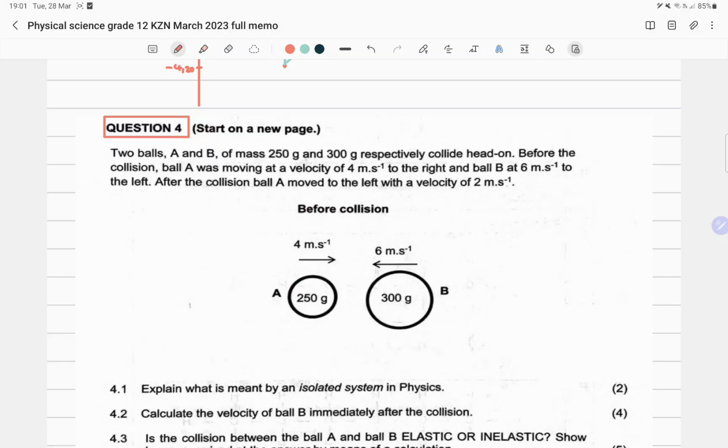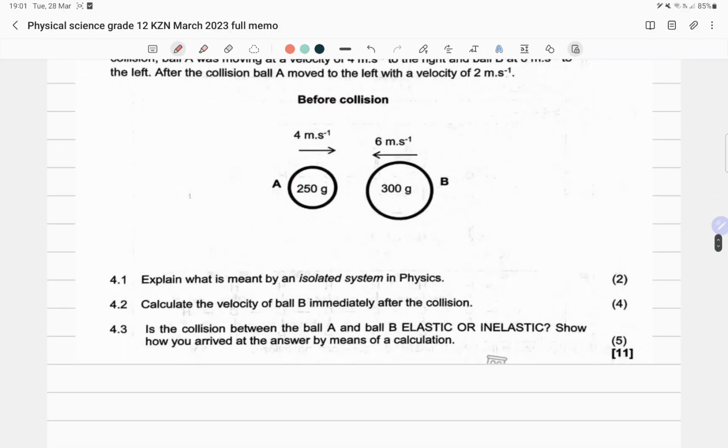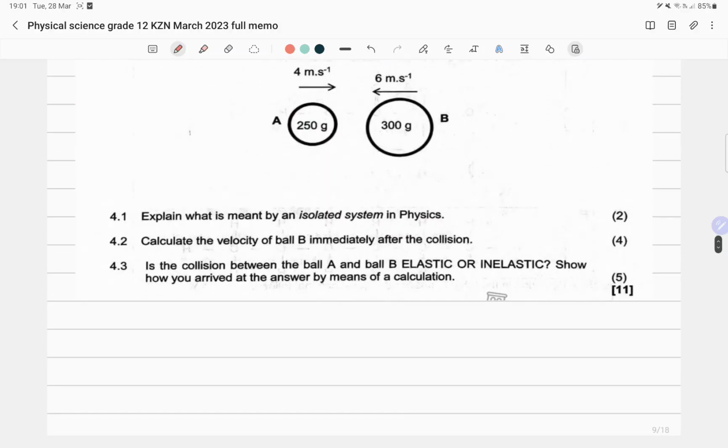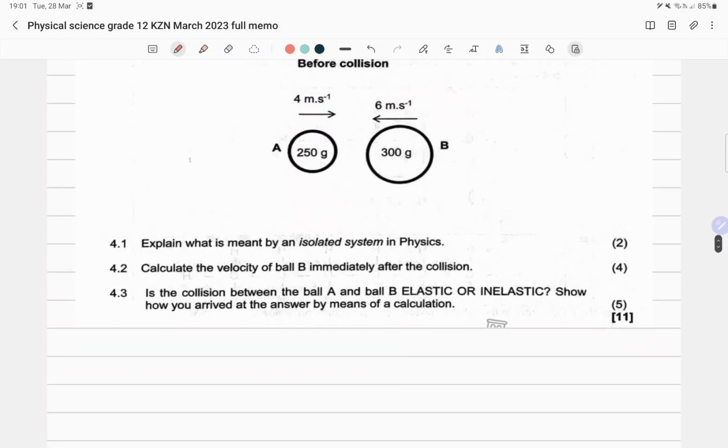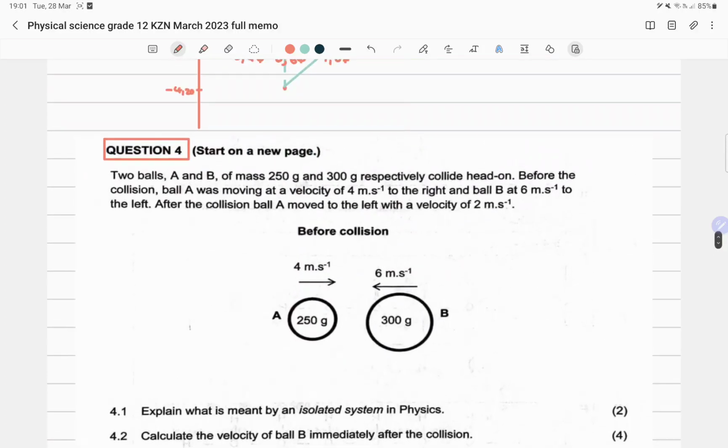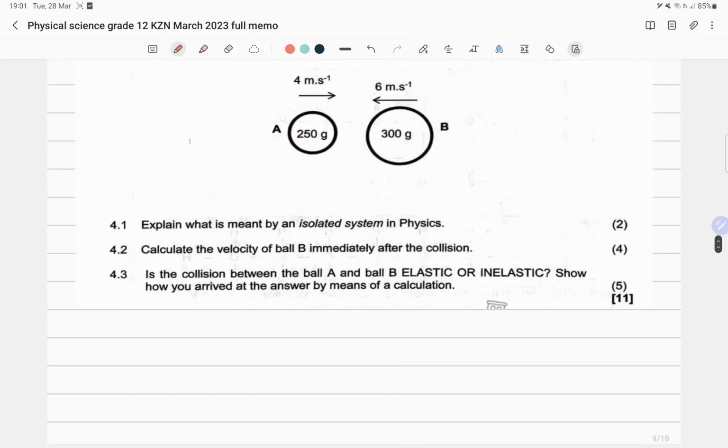I really don't like it. It's too simple. It should be put in grade 10 somewhere and just forgotten in matric. We just apply the impulse situation and stuff. But I feel like this is really boring. Anyway, let's do it. So we've got 4.1.